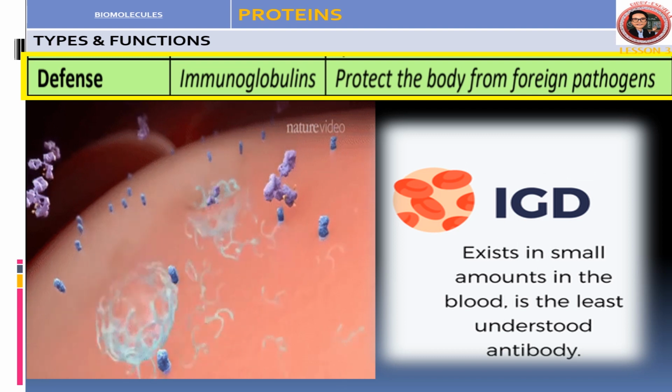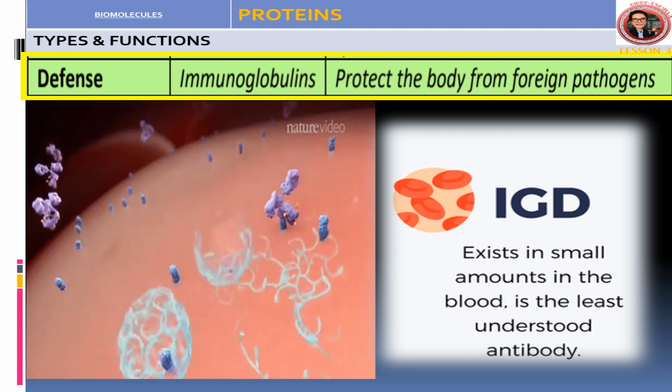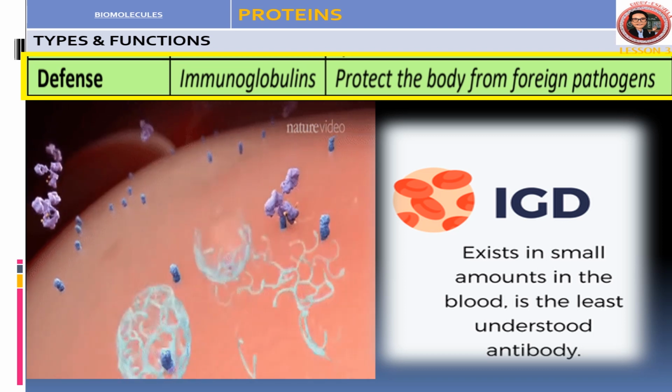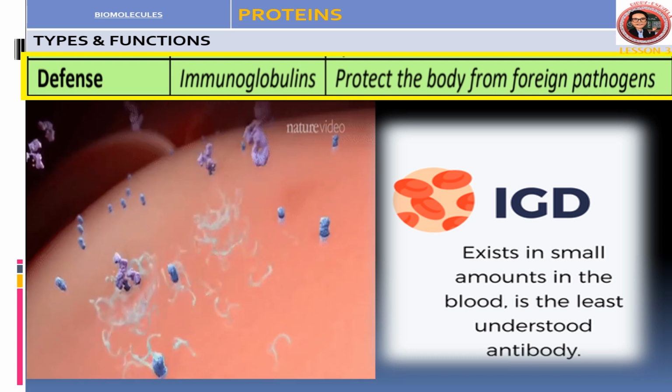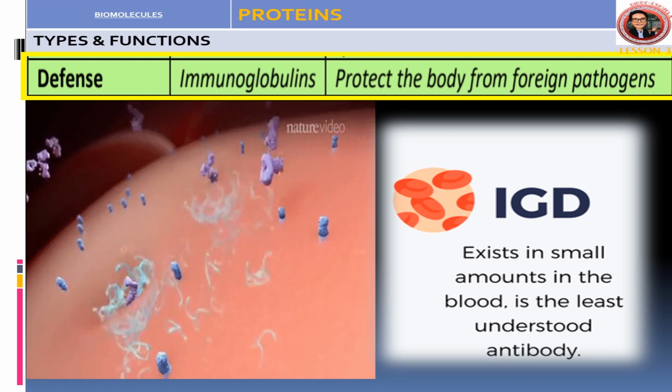Next is the IgD antibodies, which function as a receptor for antigen. It is reported to play a role in the induction of antibody production and the prevention of respiratory tract infections.